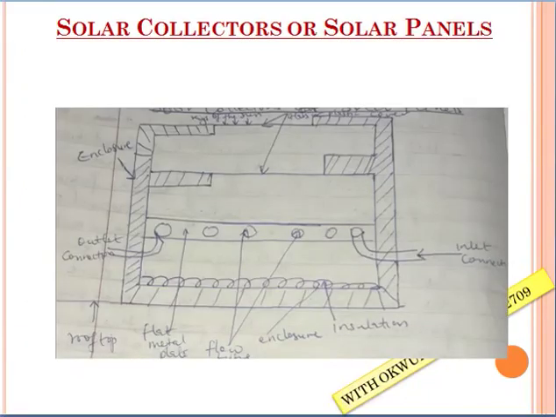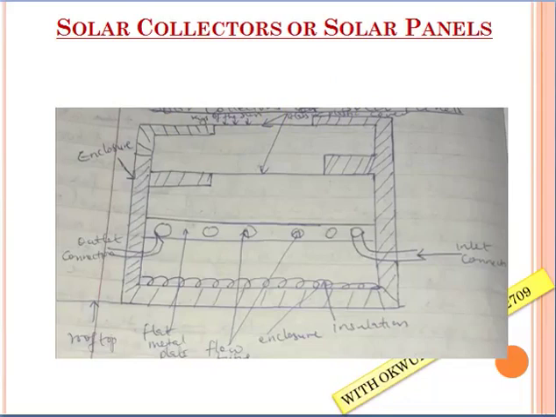So the transparent cover, we say we find it at the top, is made of glass. Look at the transparent cover. You can see from the diagram the glass. So this cover is made of what? Glass or transparent plastic.